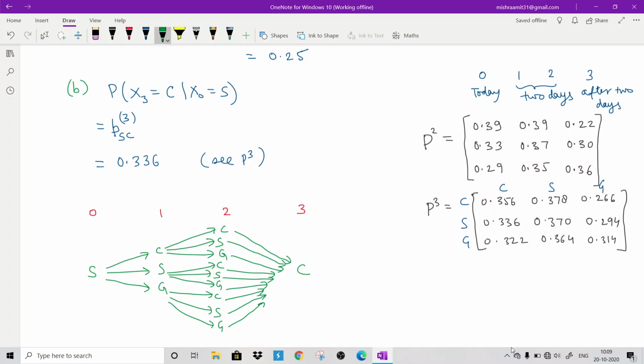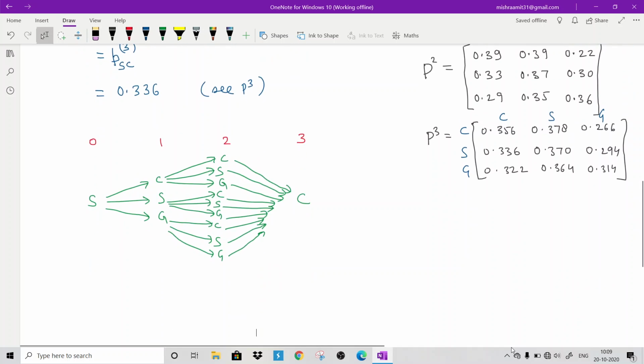So one method is you just write down these probabilities from S to C, then C to C, then C to C. From S to S, and then S to C, and all these probabilities. So one method is that you can find out all these probabilities and add them, but that may be complicated. So you just find out this P cube.